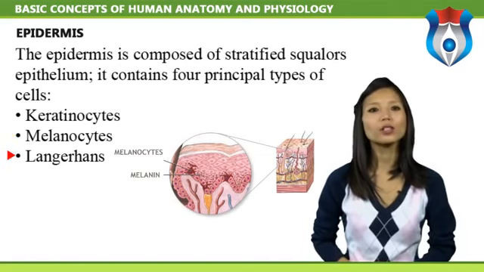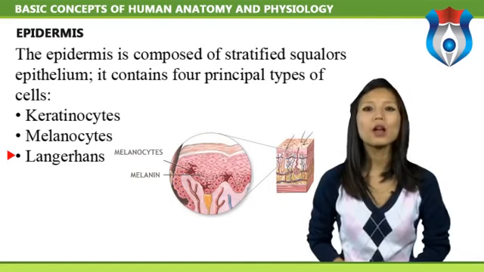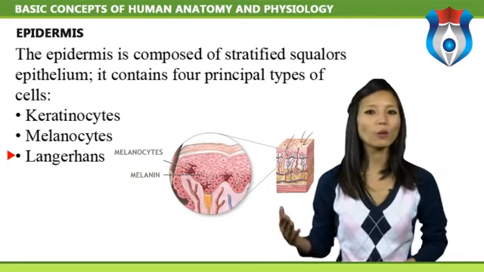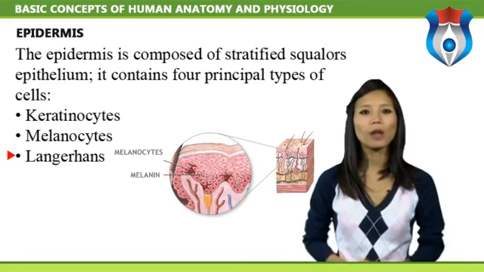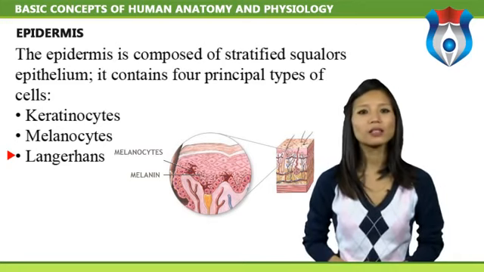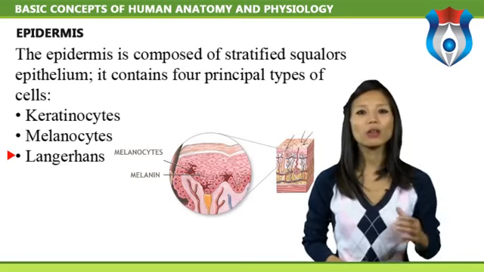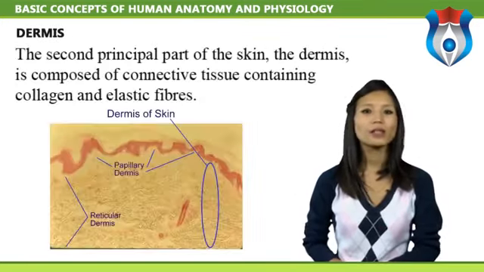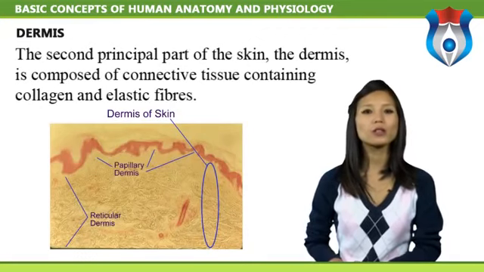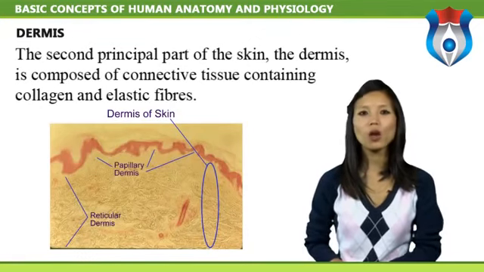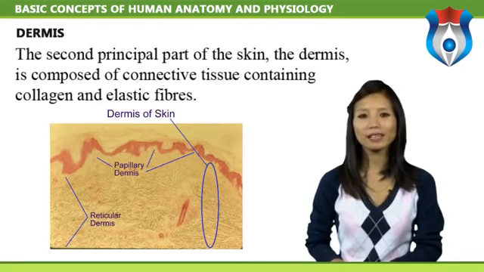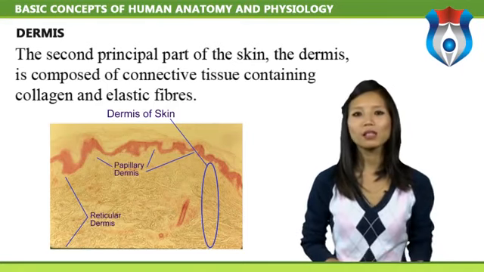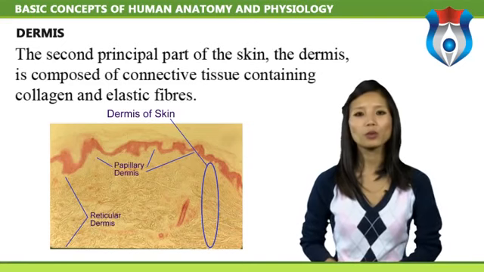Langerhans cells. These are the third type of cell in the epidermis. These cells arise from bone marrow and migrate to the epidermis. They interact with the white blood cells called helper T cells in immune responses and are easily damaged by UV radiation. Dermis. The second principal part of the skin, the dermis, is composed of connective tissue containing collagen and elastic fibers. The few cells in the dermis include fibroblasts, macrophages, and adipocytes.